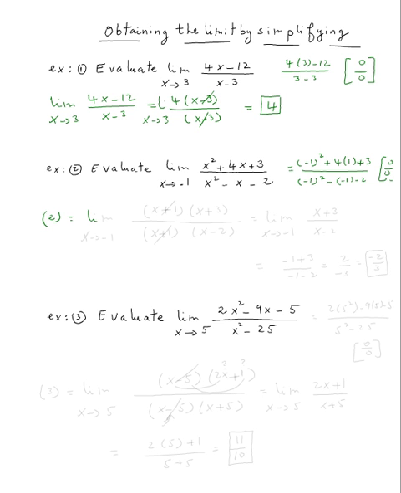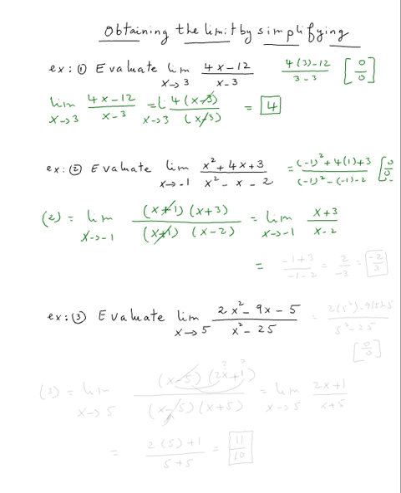So 2 is the limit as x approaches negative 1 of... if we factor the top, we're looking for factors of 3 that add up to 4. So it's plus 1 and plus 3. Now for the denominator, we're looking for factors of negative 2 that add up to negative 1. So negative 2 and plus 1. So (x plus 1)(x minus 2). Same thing, simplify x plus 1. This will be equal to the limit of x plus 3 over x minus 2 as x approaches negative 1.